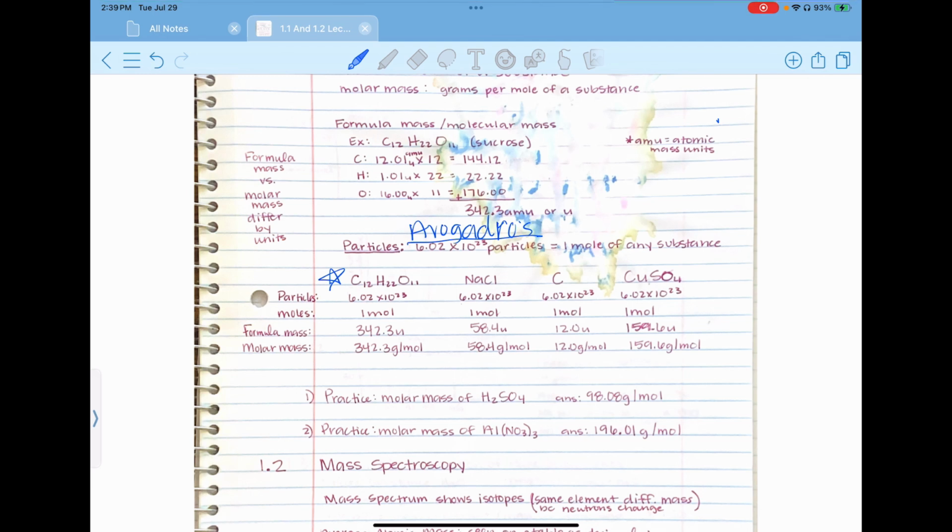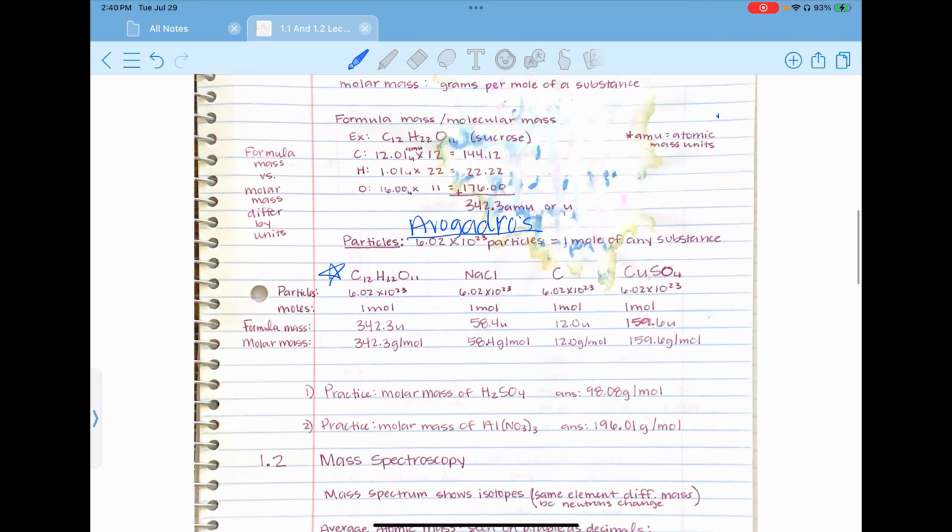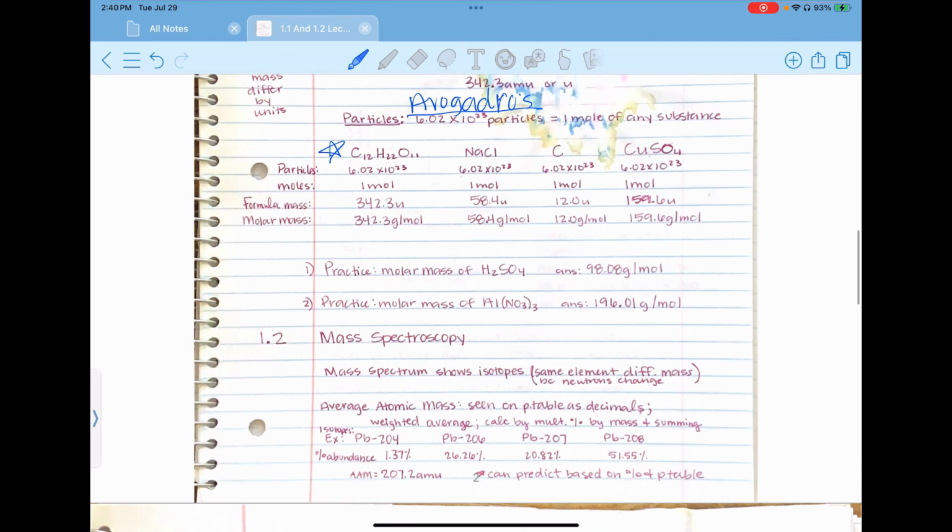And we would use the u as the unit for that. And as I mentioned before, the molar mass, same value, different unit representation. It would be 342.3 grams per mole. Per mole meaning per 1 mole, right? It's understood 1 there. All right, moving on.